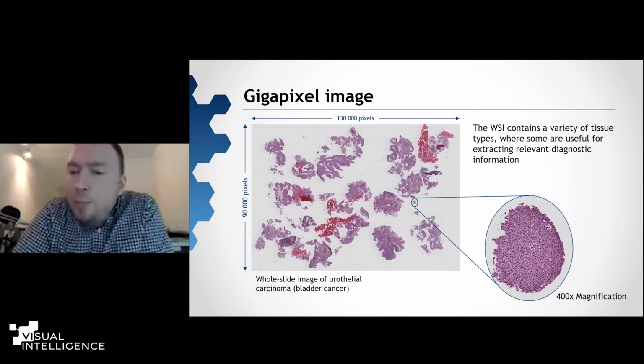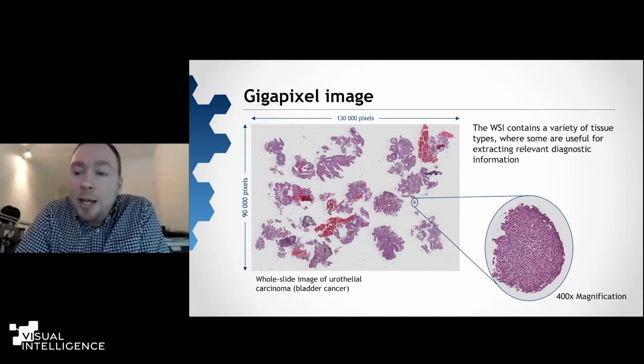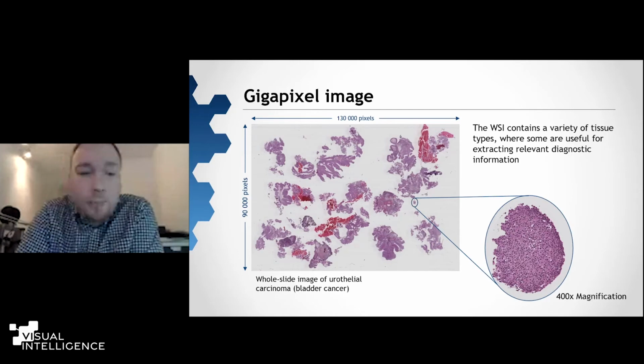Here we have an example whole slide image from bladder cancer. It is a digital microscope slide, so the resolution is very high. And when an image size surpasses 1 billion pixels, it is referred to as a gigapixel image.